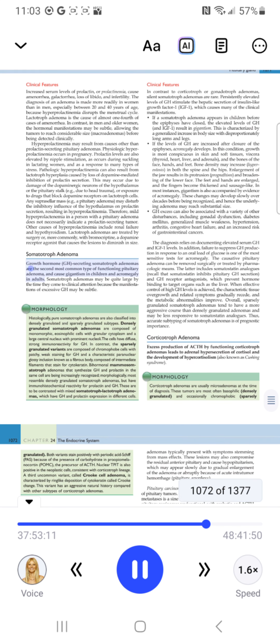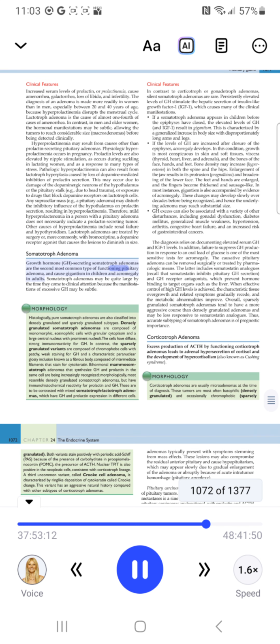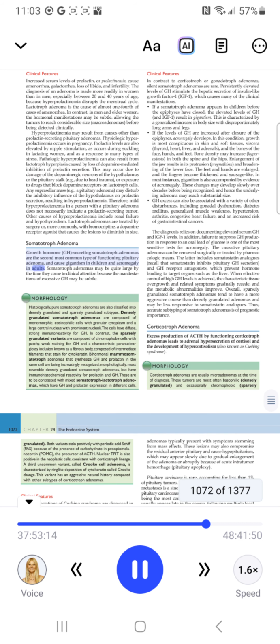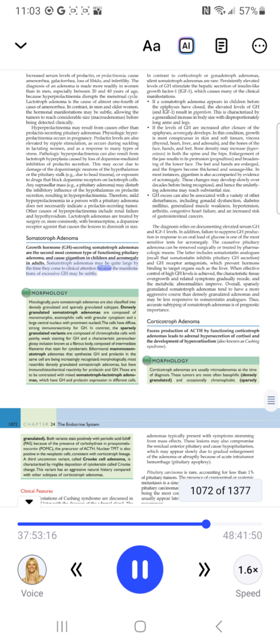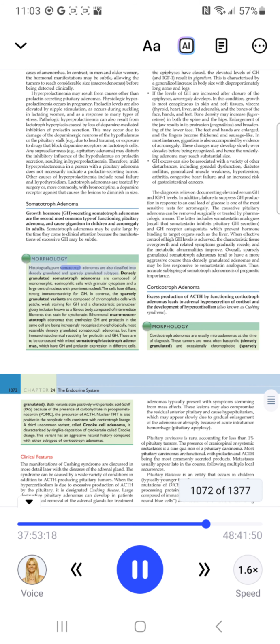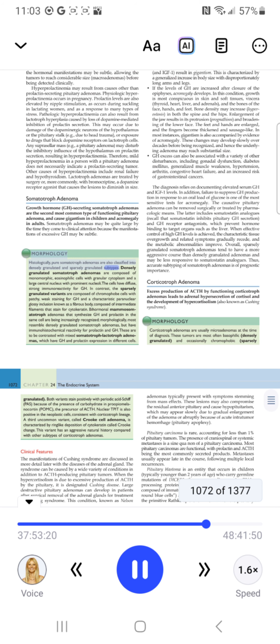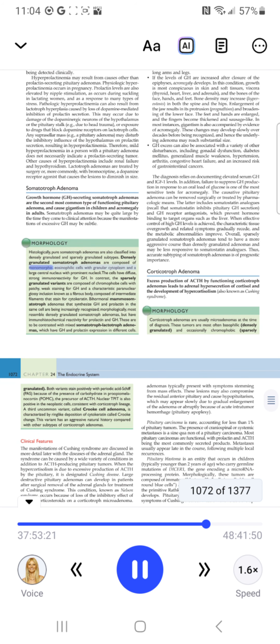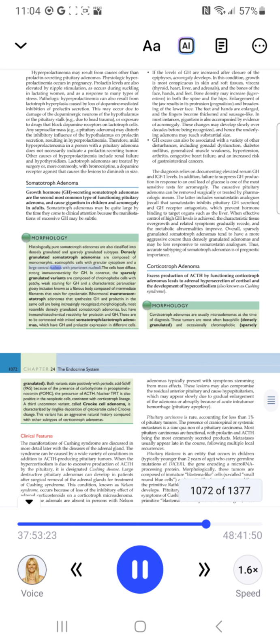Somatotroph adenoma. Growth hormone (GH)-secreting somatotroph adenomas are the second most common type of functioning pituitary adenoma and cause gigantism in children and acromegaly in adults. Somatotroph adenomas may be quite large by the time they come to clinical attention because the manifestations of excessive GH may be subtle. Morphology: histologically, pure somatotroph adenomas are also classified into densely granulated and sparsely granulated subtypes.